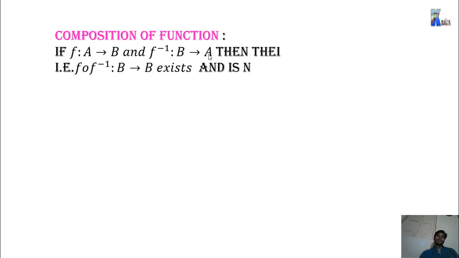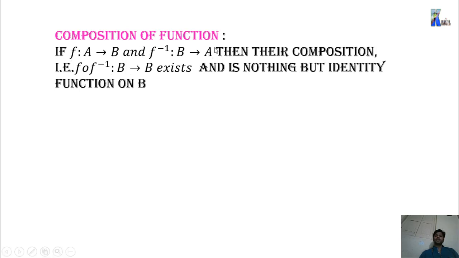Now before we start, we see one topic of lesson number 1, composition of function. You can see this is the definition of composition of function. f from A to B, for f inverse to be written, this function must be one-one and onto, then we can write it, otherwise not. So f from A to B and f inverse from B to A, then their composition, composition of function, must be a function.